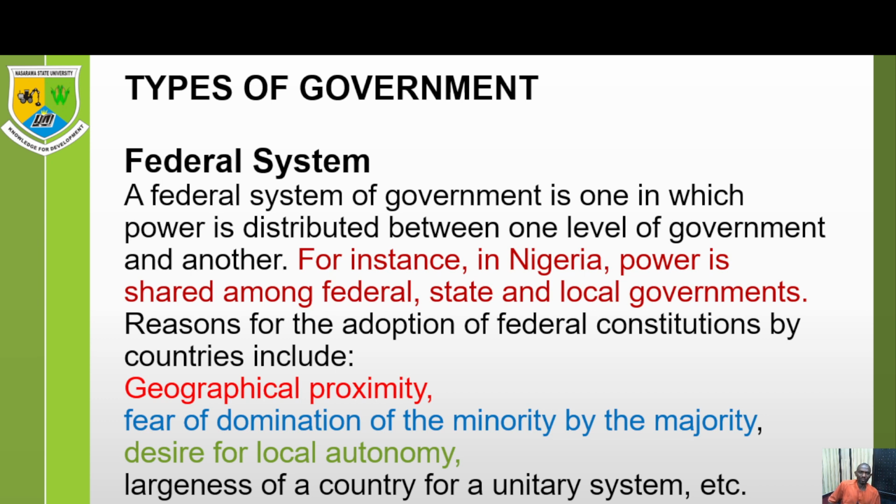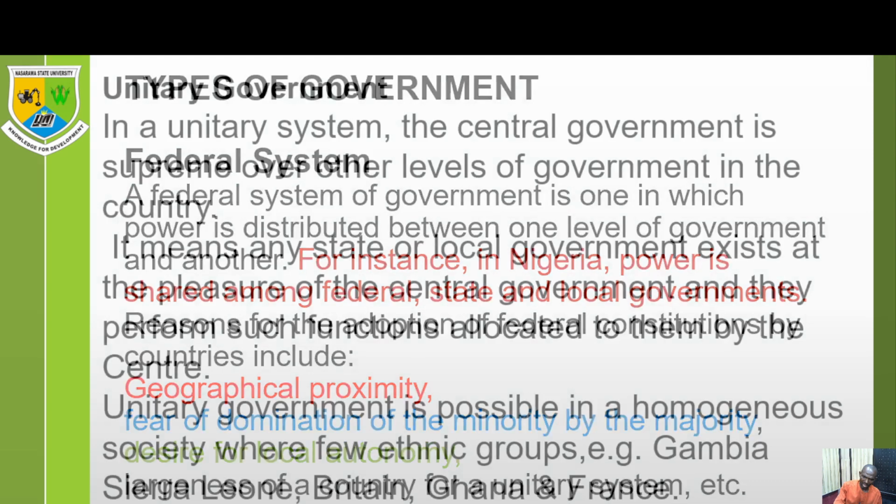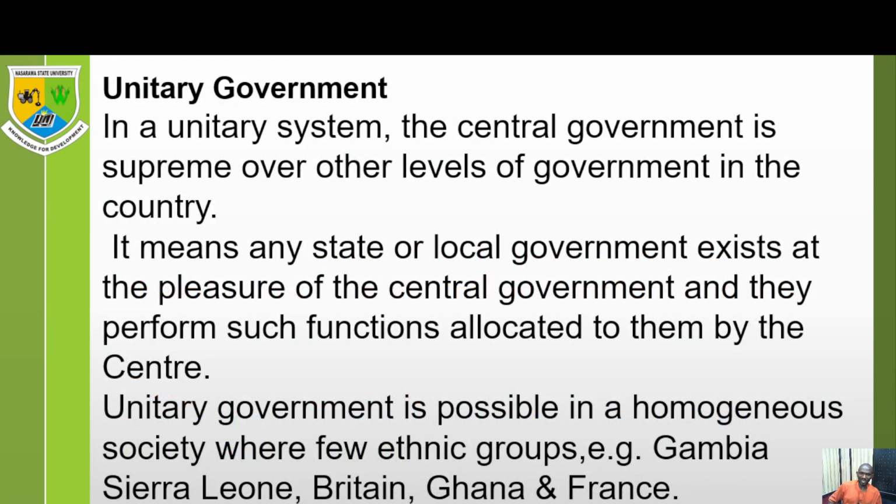Then the second aspect has to do with the fear of domination of the minority by the majority, desire for local autonomy, and the largeness of the country, unlike the unitary system. As a matter of fact, students, you are expected to know that when you talk about federalism or federal system of government, it is purely an aspect of what? Decentralization of power among the three organs of government or among the three levels of government.